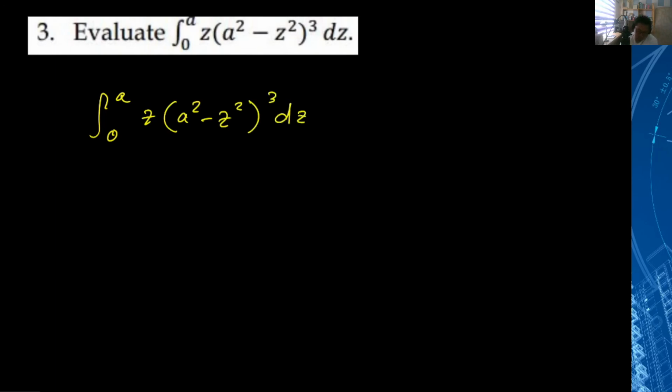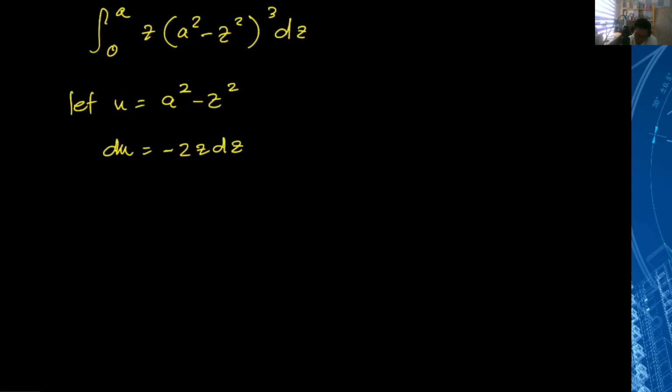Okay, by inspection, we can let u equals a squared minus z squared, so that du would be, a squared is constant, therefore it will be 0. So this becomes negative 2z dz. Okay? So therefore dz equals to du over negative 2z.